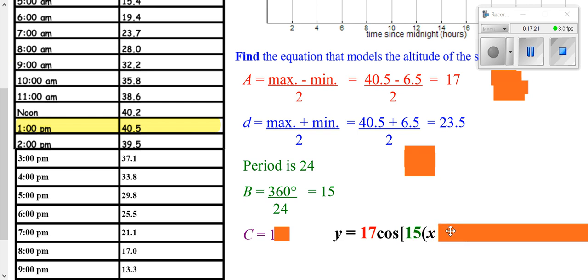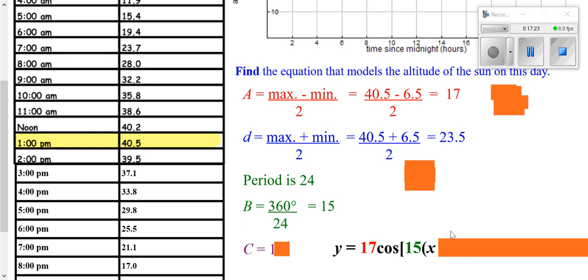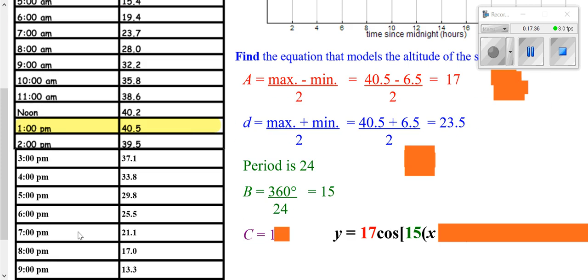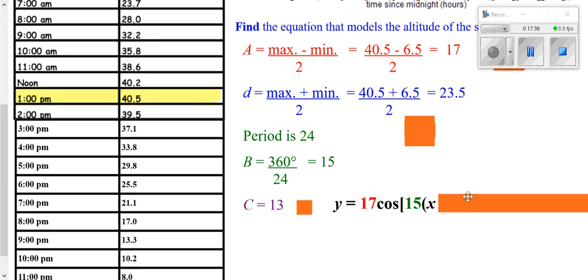Oh, we've got to figure out our C value. Once again, C is when your max occurs. Normally it's occurring at 0. Our max is right here, which is at 1 p.m. So how many hours after midnight is 1 p.m.? Well, that's 13. So our C value is 13. And then we'll throw in our D value.